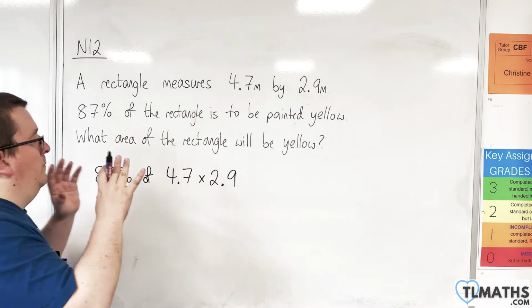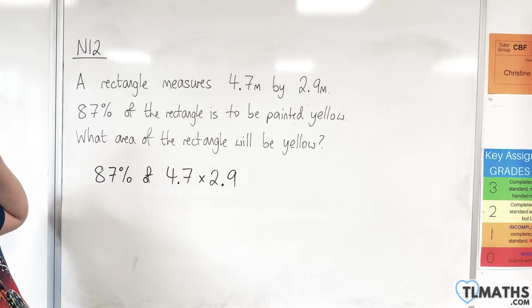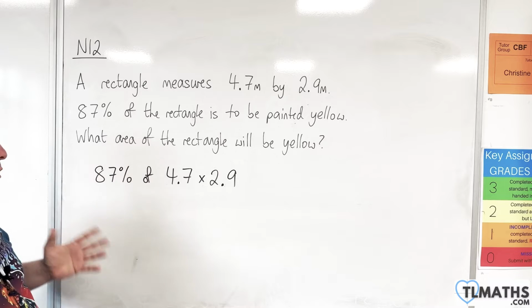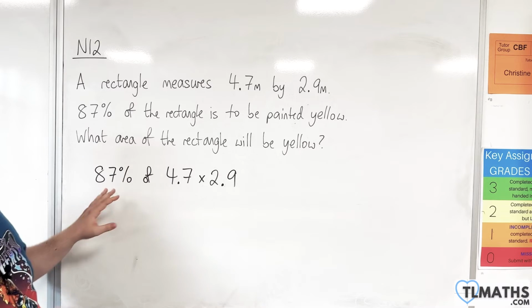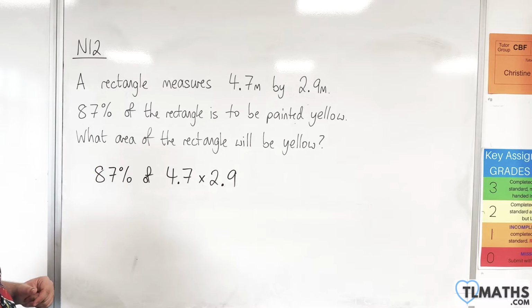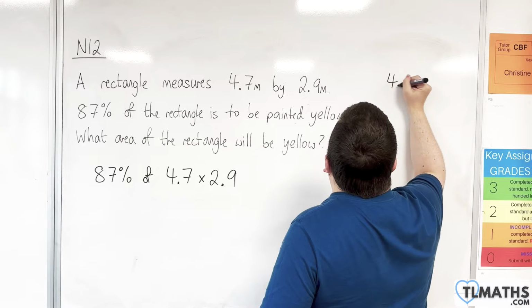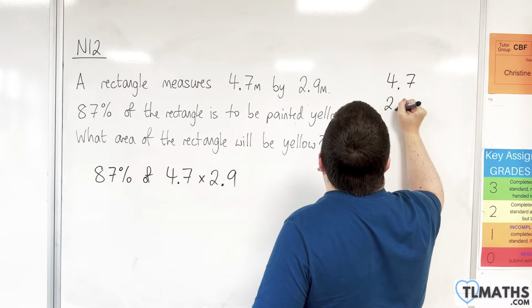So I'm going to work out 4.7 times 2.9 first to try and justify as to why I wouldn't break the 87% up into that 50%, 10%, 10%, 10% method. So 4.7 times 2.9. 4.7, 2.9.